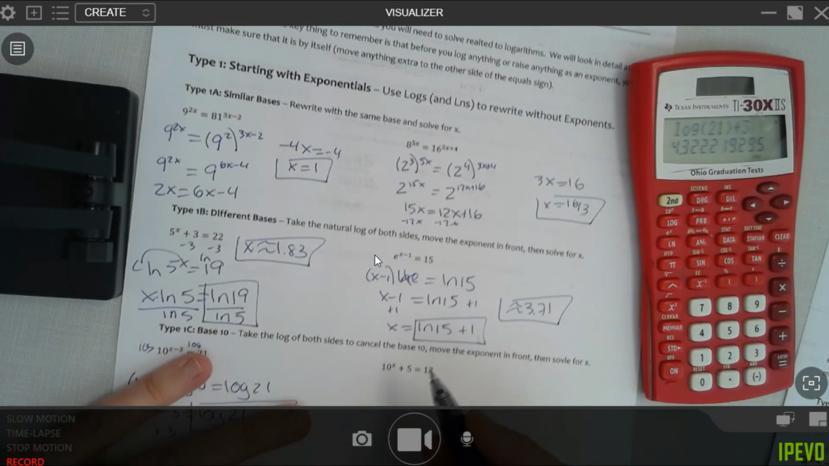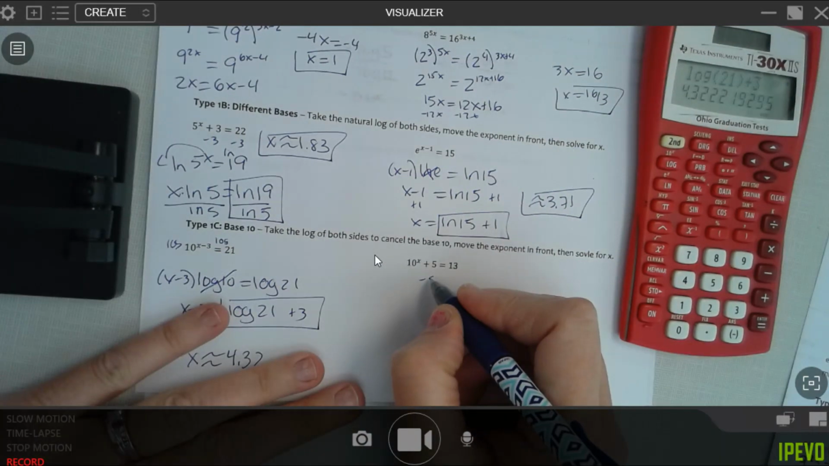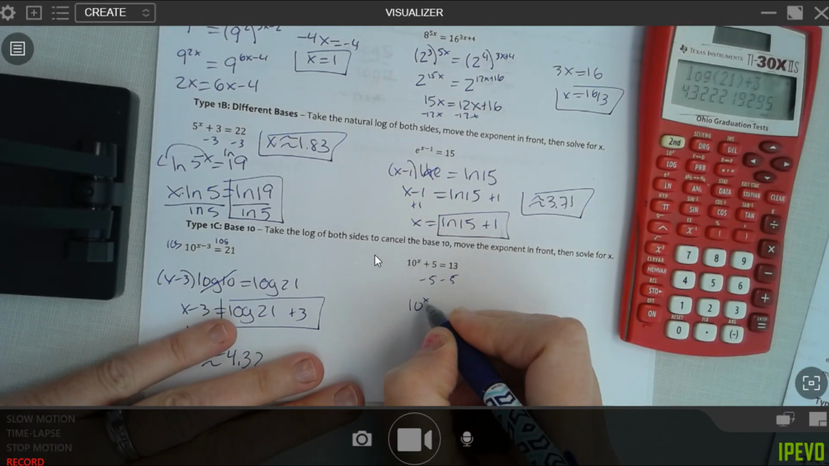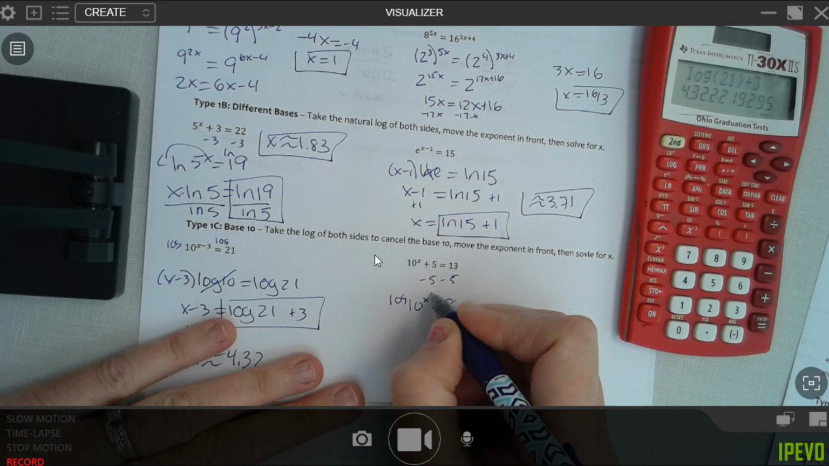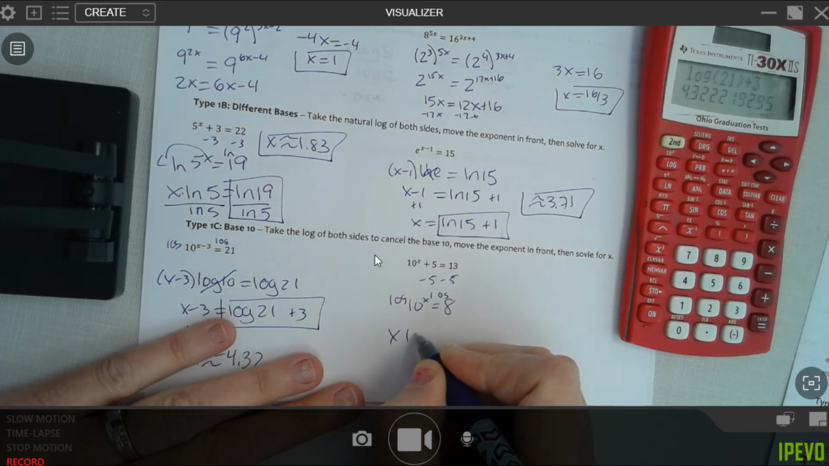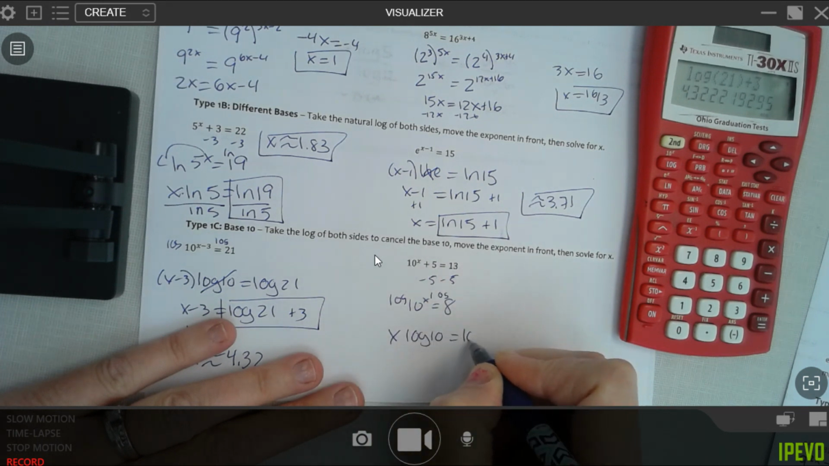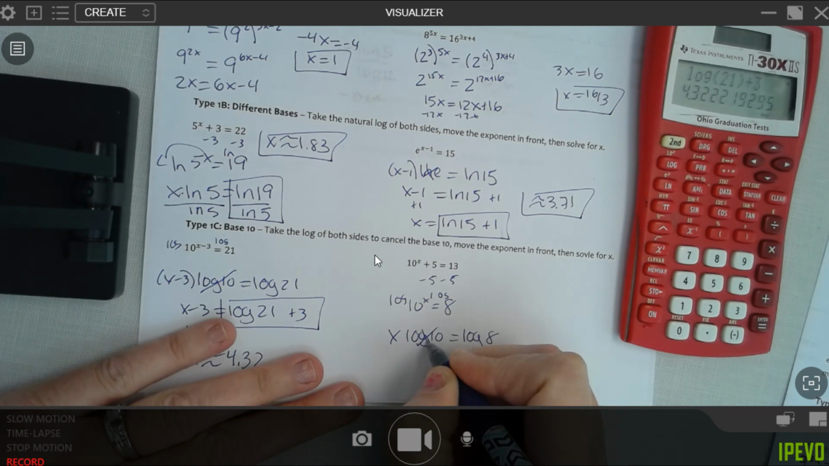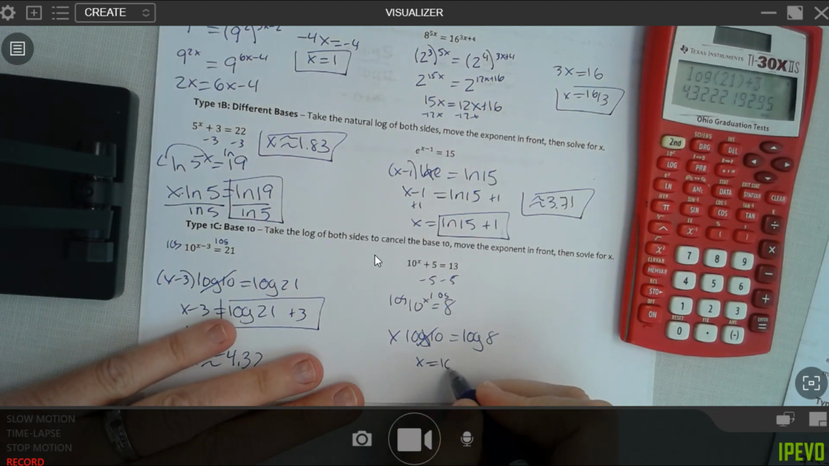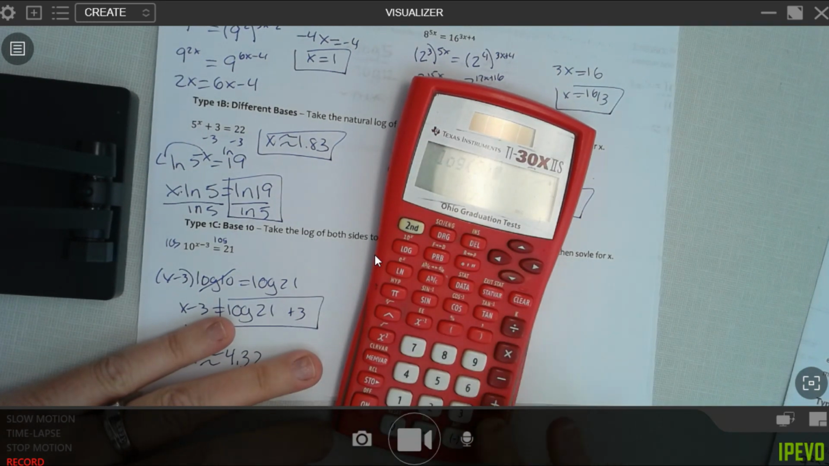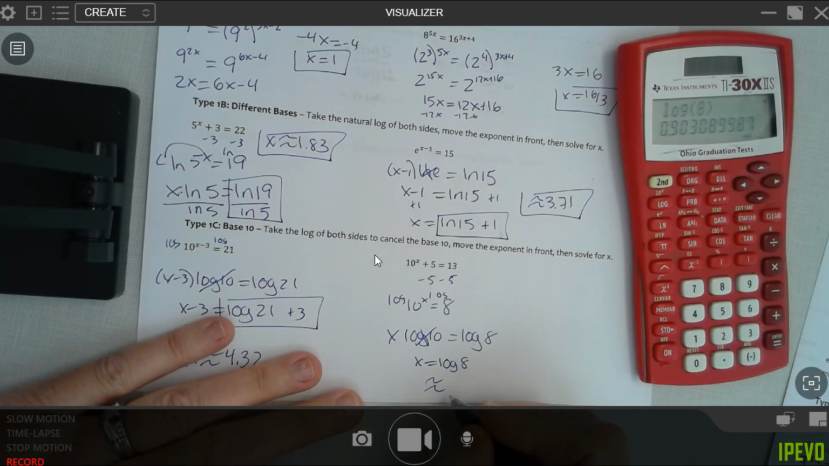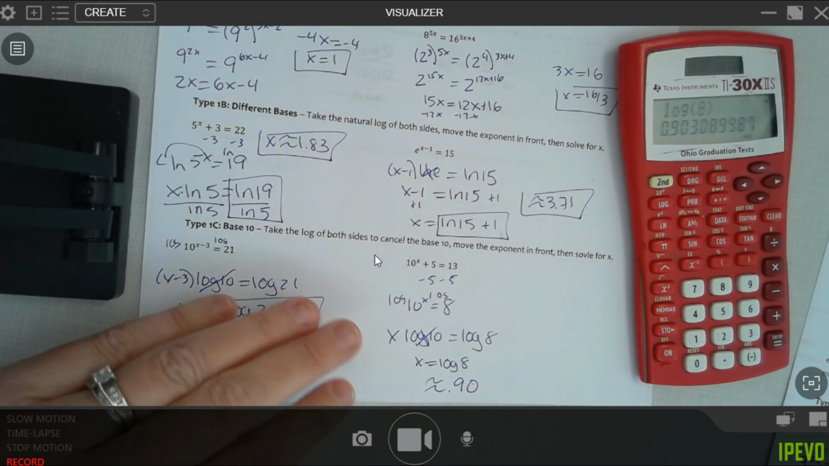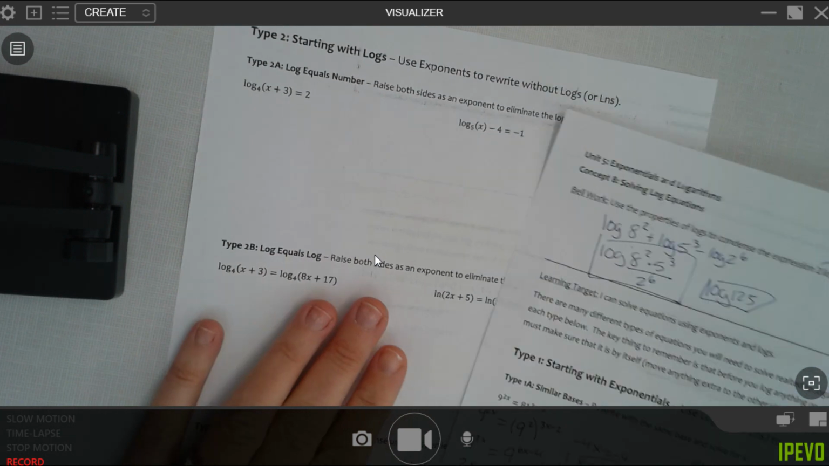So over here, first thing I'm going to do is subtract my 5 over. And now I can log both sides. So I get x log 10 equals log 8. Remember, log 10 is 1. So x equals log of 8, which is approximately 0.90. And we're going to do the second type on our next lesson for tomorrow.